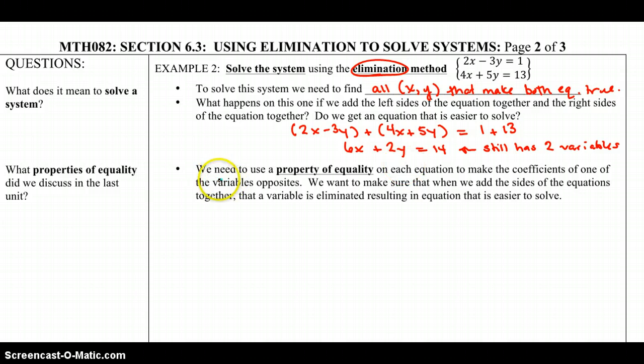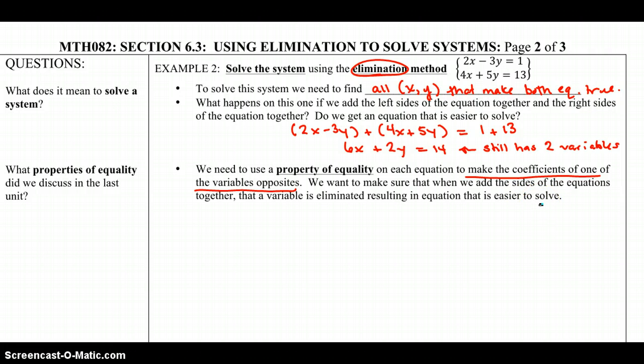So we first need to use a property of equality on each equation so that we can make the coefficients of one of the variables opposites, like they were in the last example. That way, when we add our equations together, one of the variables will be eliminated because its coefficient will be 0. We want to make sure that when we add the sides of the equations together, a variable is eliminated, resulting in an equation that's easier to solve.